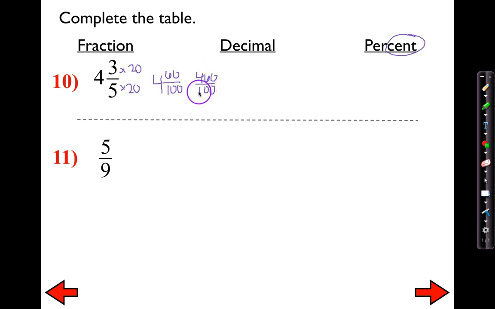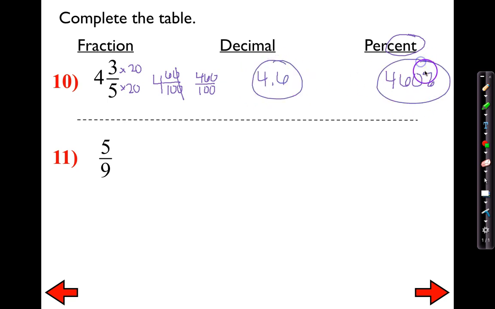So how much is that as a percent? Well, you can see here it's going to be 460%. Now what about a decimal? For the decimal, I'm going to go back here. I would read this as 4 and 60 hundredths, but notice the zeros can be canceled out, and it should be just 4 and 6 tenths. So here are my answers.